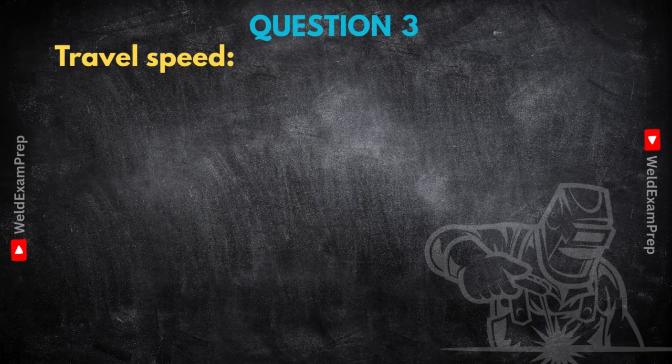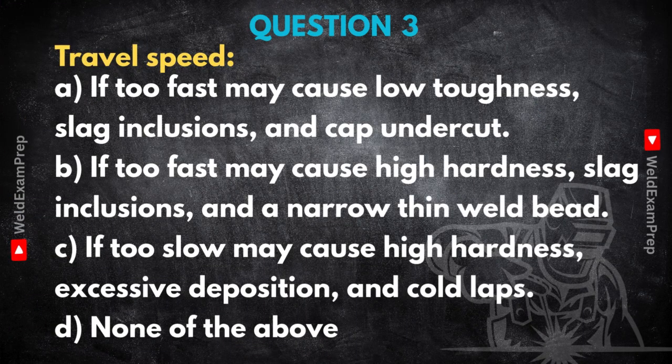A, if too fast may cause low toughness, slag inclusions, and cap undercut. B, if too fast may cause high hardness, slag inclusions, and a narrow, thin weld bead. C, if too slow may cause high hardness, excessive deposition, and cold lapse. D, none of the above.